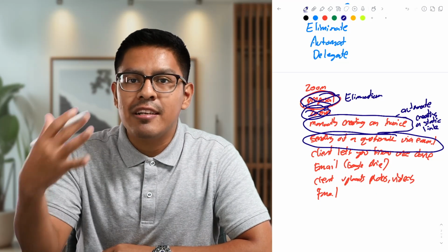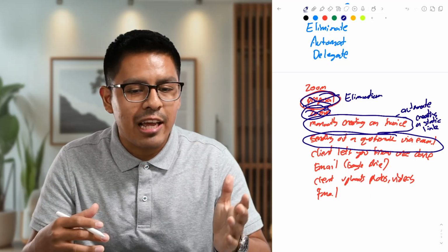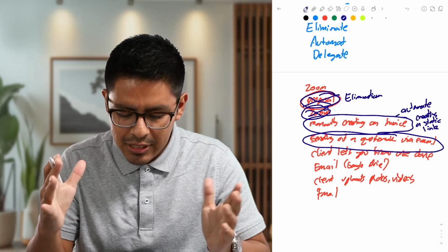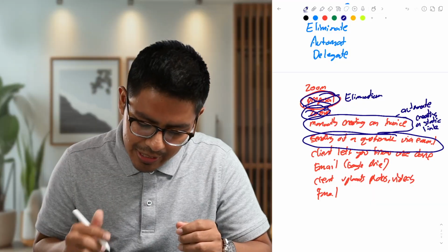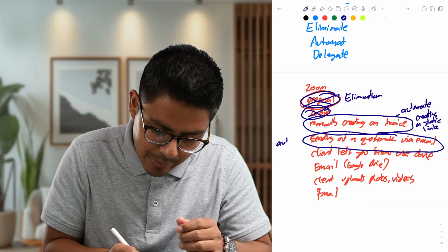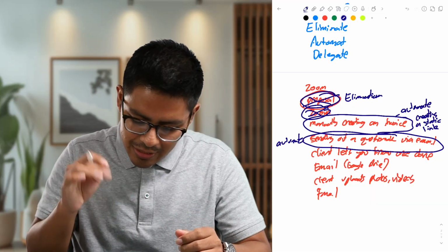I'm going to go out, find a software like SPP or maybe Hello Bonsai. There's a bunch out there. Pick your favorite one, automate this step. So this is going to be another one that I'm going to automate. So automate. Let's see what else is here.